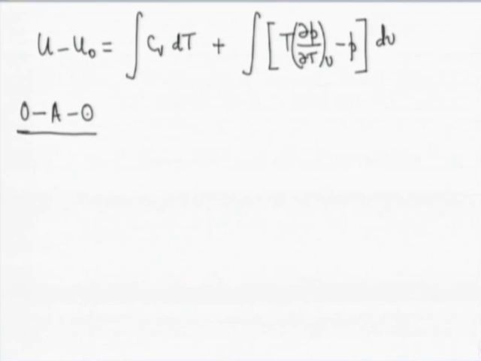Now, each path of this should go from 0 to A and A to the required state. But now look at it, when you go from 0 to A, we are going along a constant volume line, and since we are going along a constant volume line, the dV contribution will not be there, only the CV dT contribution will be there. And since A is at the required T and 0 is at T naught, I will write this as T naught to T. And what is the volume? Volume is V naught. So, this CV is actually CV at T, which may vary, and V naught. So, that takes care of this part.